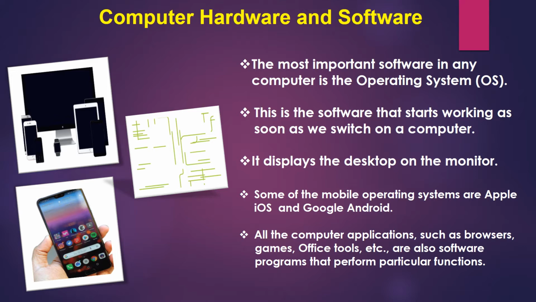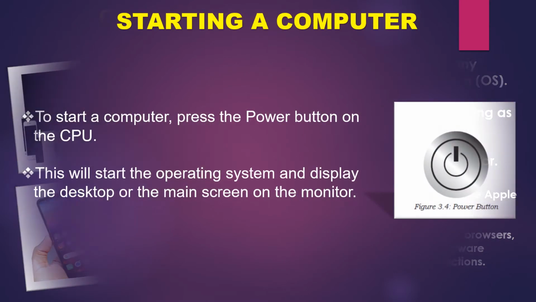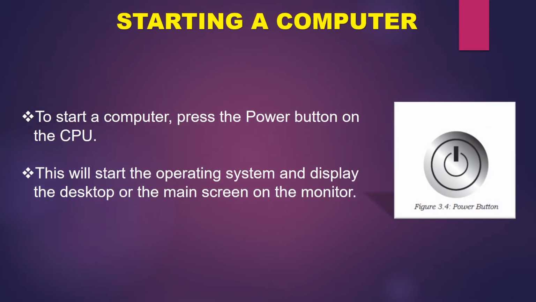Children, how many operating systems do you know? Windows operating system, then Linux operating system, and Ubuntu, which is Linux, both are the same, and then Mac OS. Suppose if you take mobile devices, which operating systems are they using? Apple iOS and Google Android.